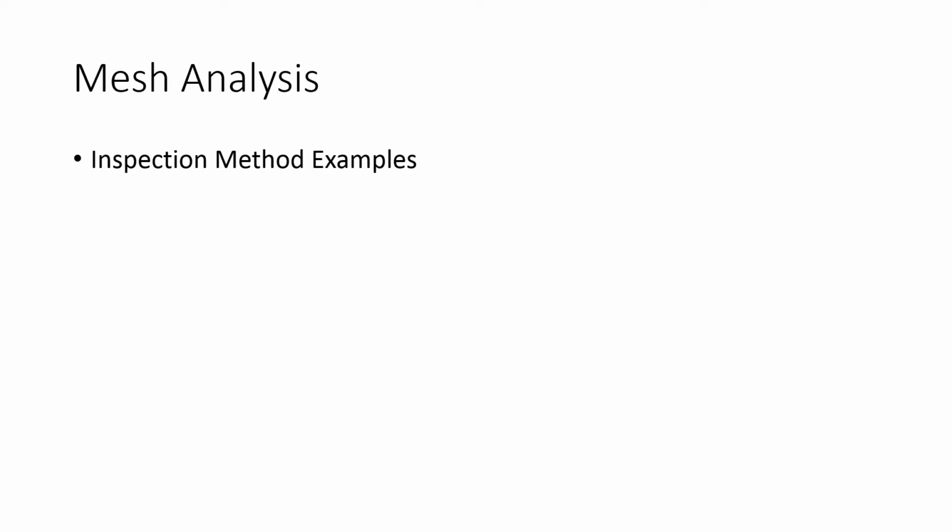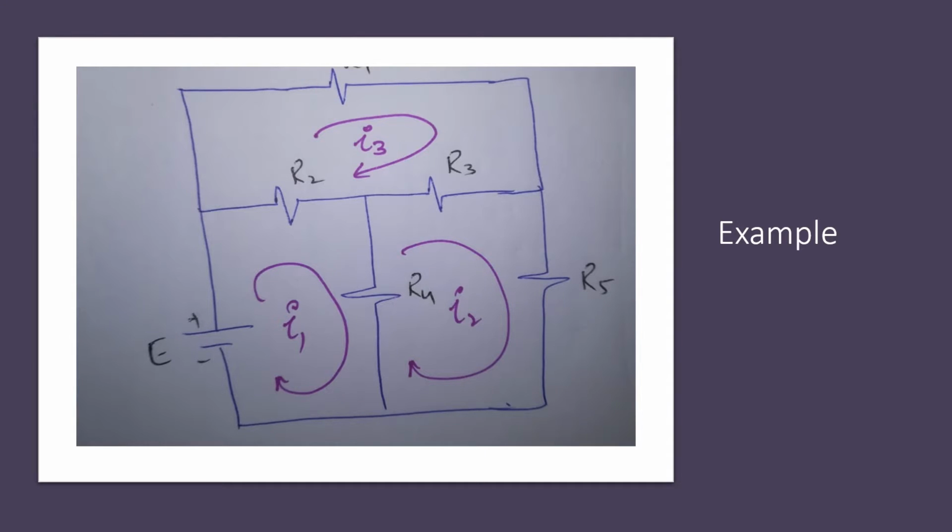Today we are going to solve an example of mesh analysis using the inspection method. Let us consider a circuit in which we have three meshes, and we have to find the mesh currents I1, I2 and I3 using the inspection method.